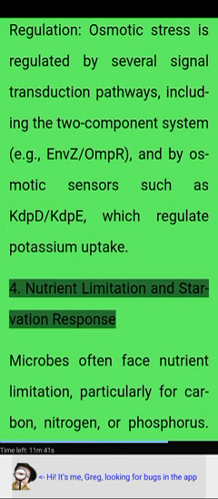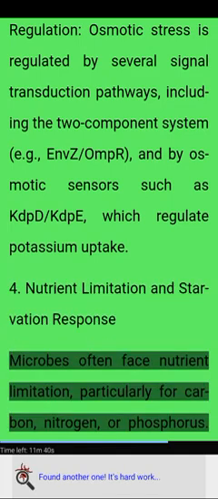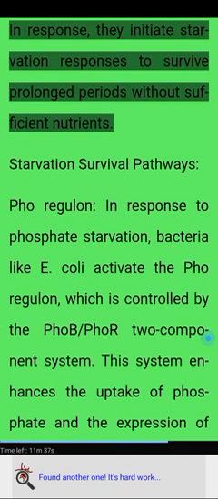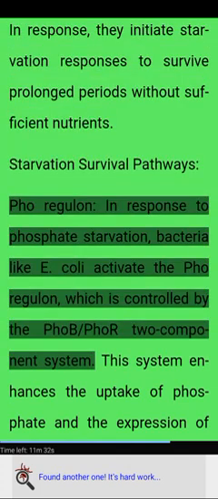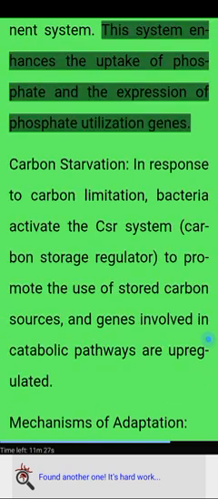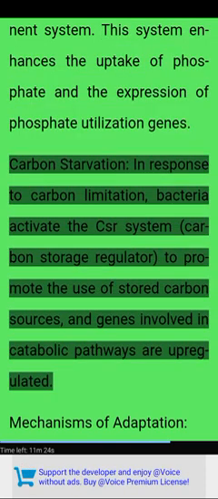4. Nutrient limitation and starvation response. Microbes often face nutrient limitation, particularly for carbon, nitrogen, or phosphorus. In response, they initiate starvation responses to survive prolonged periods without sufficient nutrients. Starvation survival pathways. Pho regulon. In response to phosphate starvation, bacteria like E. coli activate the Pho regulon, which is controlled by the PhoBR two-component system. This system enhances the uptake of phosphate and the expression of phosphate utilization genes.